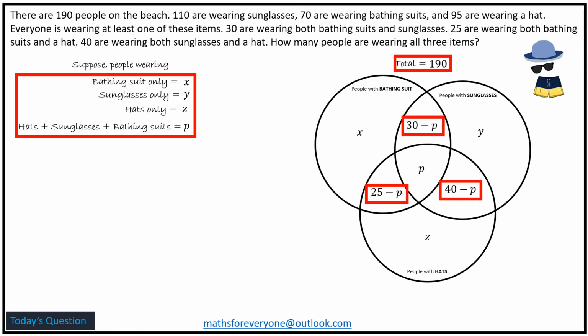So, what equation are we going to form? Of course, we're going to add them up. We add up individually the parts X, Y, Z, and B, and then we add up the common parts. So we do X plus Y plus Z plus B, and then we add 30 minus B, 40 minus B, and 25 minus B, and we get 190. That's the total that has been given to us. If we simplify that, we get X plus Y plus Z minus 2B equals 95.